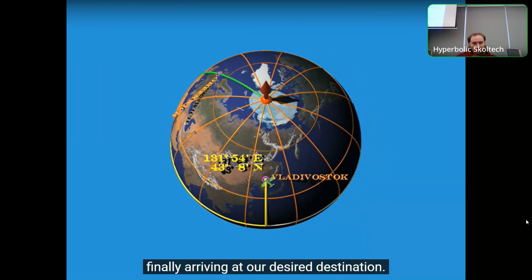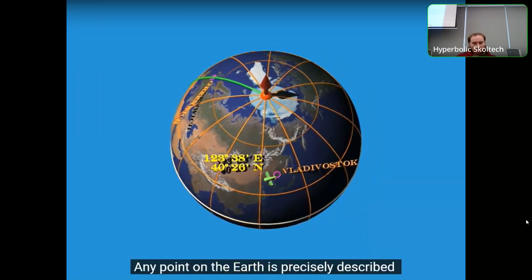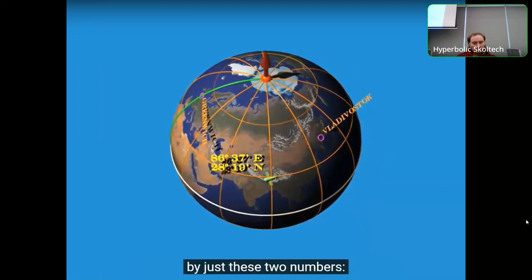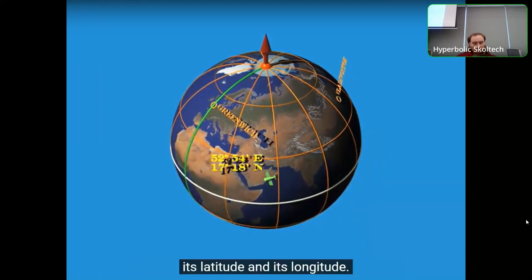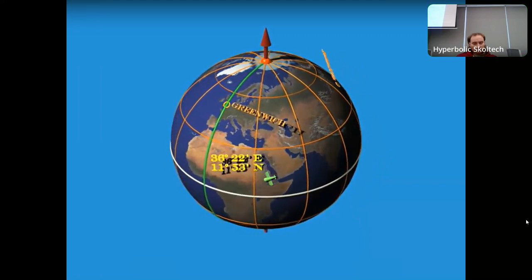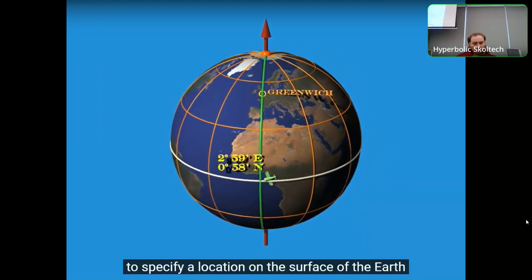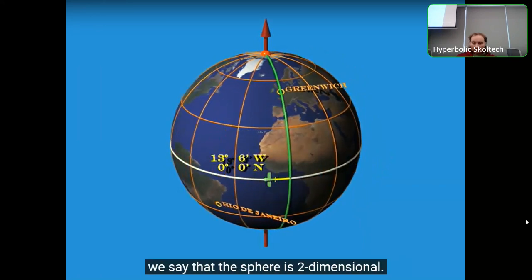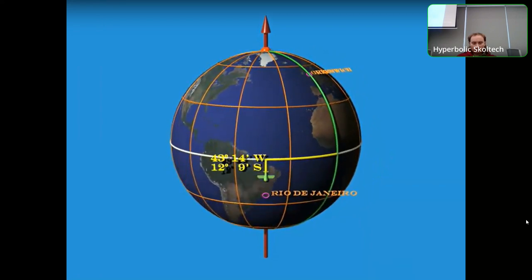Finally arriving at our desired destination. Any point on the Earth is precisely described by just these two numbers, its latitude and its longitude. Since we need two numbers to specify the location on the surface of the Earth, we say that the sphere is two-dimensional, and mathematicians often call it S2.